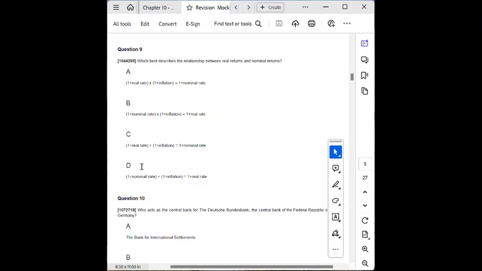Which best describes the relationship between the real return and nominal returns? Let us, without wasting time, figure it out. We have discussed this. 1 plus real rate into 1 plus inflation equals 1 plus nominal rate. Right? That's the correct answer. No need to look at the rest. The correct answer is A.